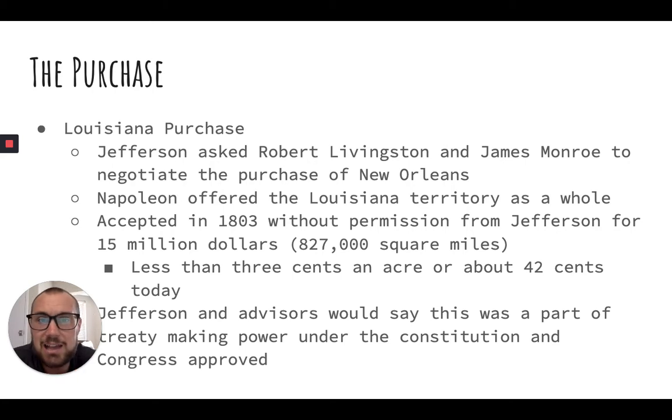And so he kind of has to say, what do I do? His idea is to get an amendment, but an amendment would take a lot of time. He'd have to get it through Congress, then he'd have to get it ratified by the states. By then, Napoleon might pull his offer. We can't do that. And so his advisors say, hey, this is kind of a part of the treaty-making power under the Constitution. And because it was a Democratic-Republican Congress, they passed it quickly. And so we have the Louisiana Purchase.